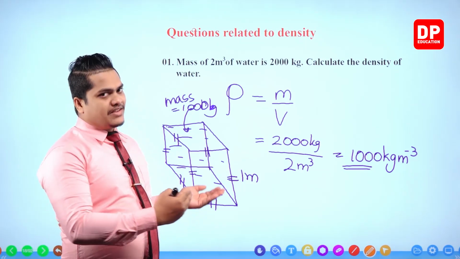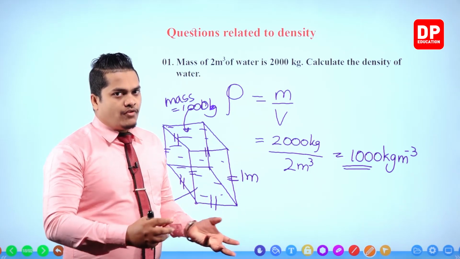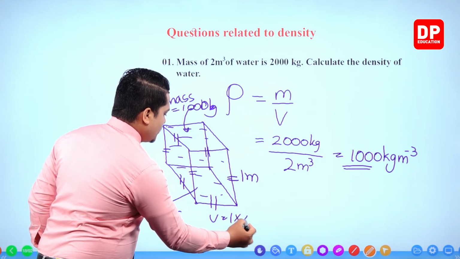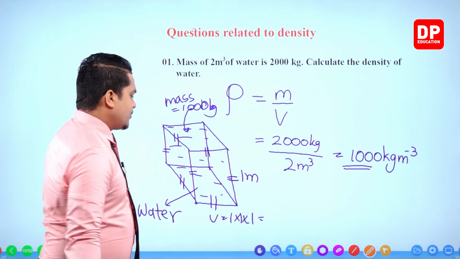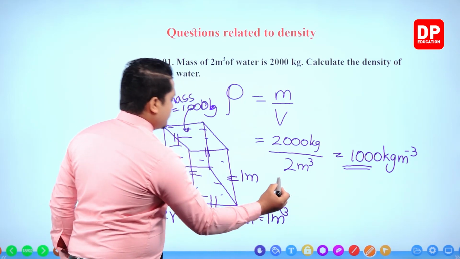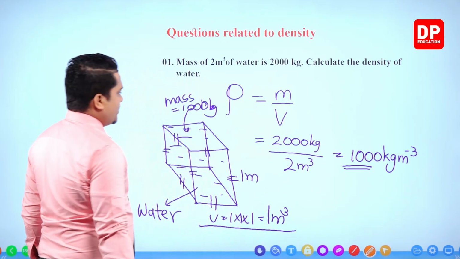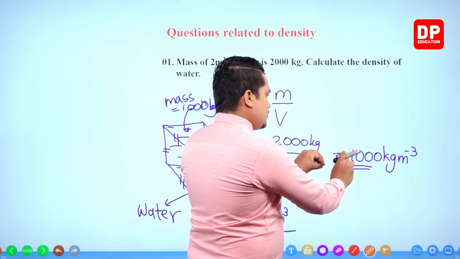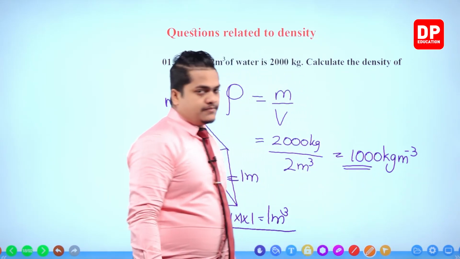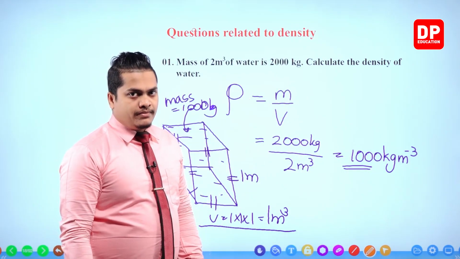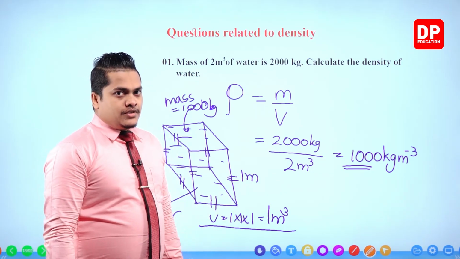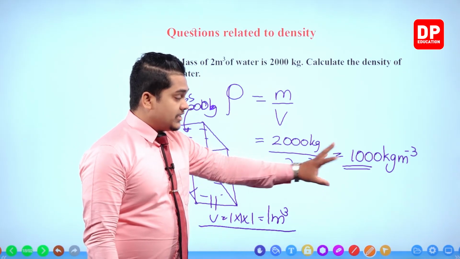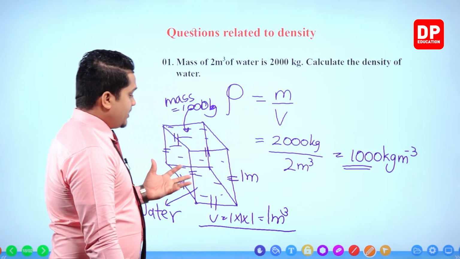This is what we mean by density: mass in unit volume. Here the unit volume is cubic meters. The volume of this cube is 1 into 1 into 1, which is equal to 1 cubic meter. Within that volume, there is a mass of 1000 kilograms. That is what we mean by 1000 kilograms per cubic meter. So in each and every substance, if you measure the density using kilograms per cubic meter, this is what it means.